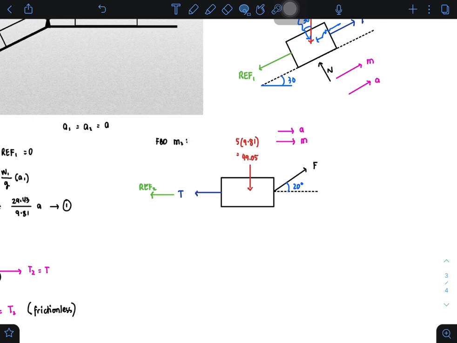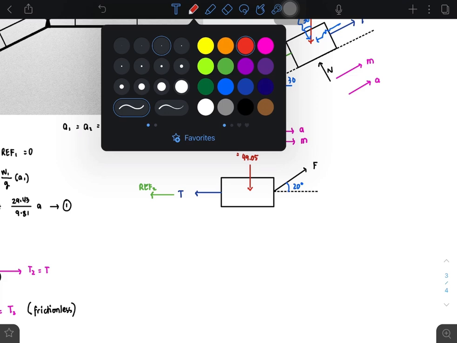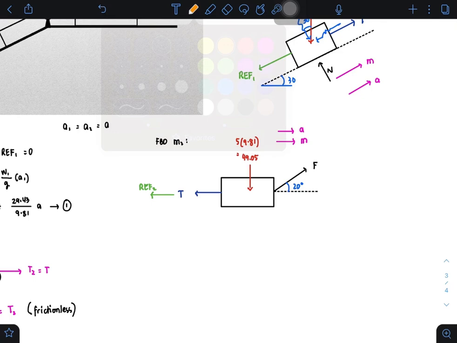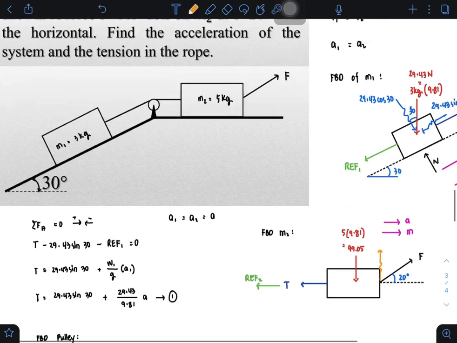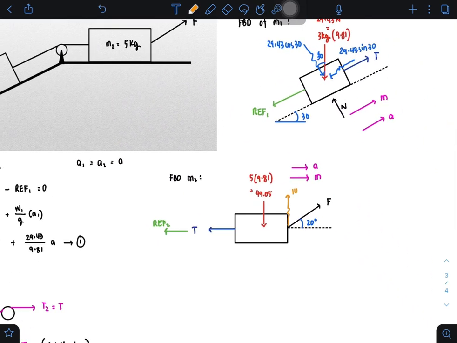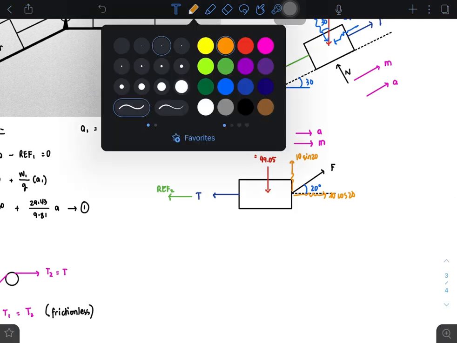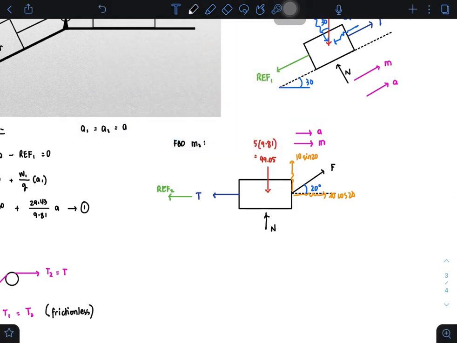And then the force, do not forget, is inclined at a certain angle, so we need components. F is equal to 10, so this is 10 sine of 20, and here you have 10 cosine of 20. Of course there is a normal force, do not forget that. But we don't need the normal force because there is no friction. So friction is equal to 0, and it cancels out.